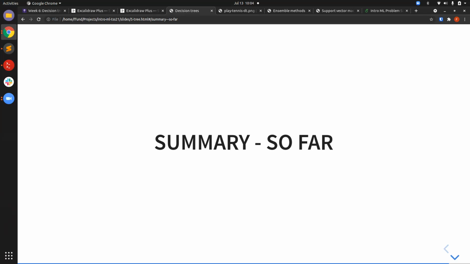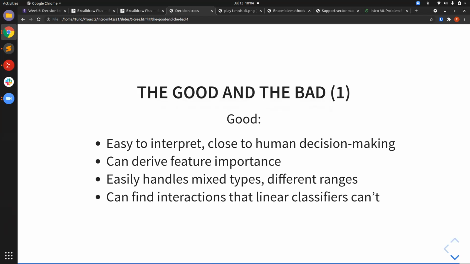Now, what's good about them? Well, what's good about them is they're easy to interpret, close to human decision making. So humans make decisions in a similar way. They're also good because we can use them to derive feature importance. And they're also very good at handling mixed data types. We don't have to worry about normalization, different ranges, anything like that. And we can find interactions that linear classifiers cannot find.